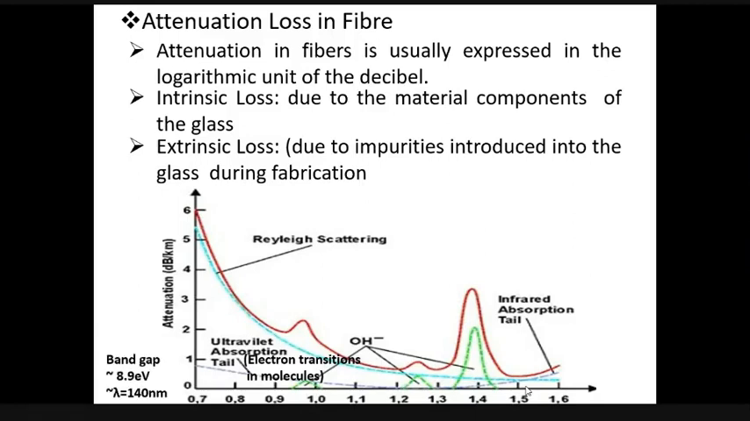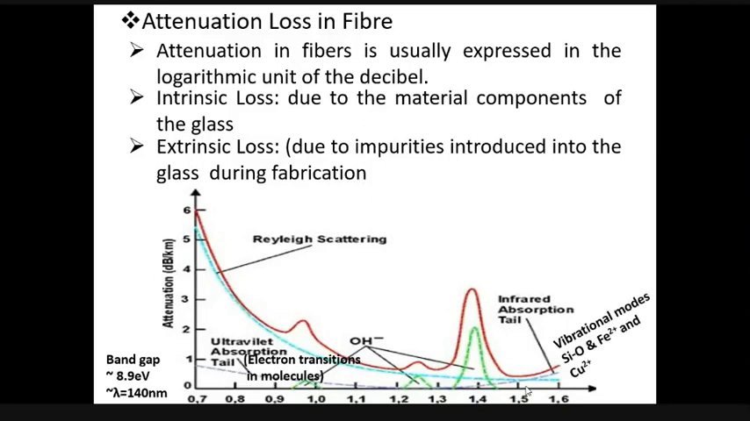There is another case: for example, with silica, the band gap is of the order of 8.9 electron volts, and the wavelength corresponding to this is 140 nanometers. So if the signal is around this wavelength, it will get absorbed by the electrons, and they will go to the higher level, the conduction band.